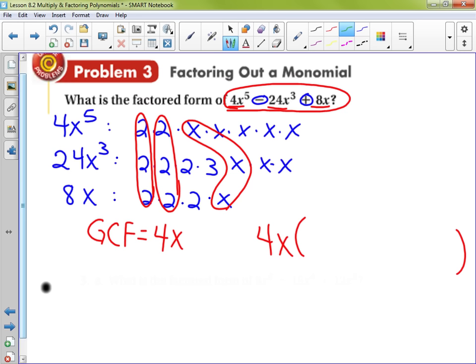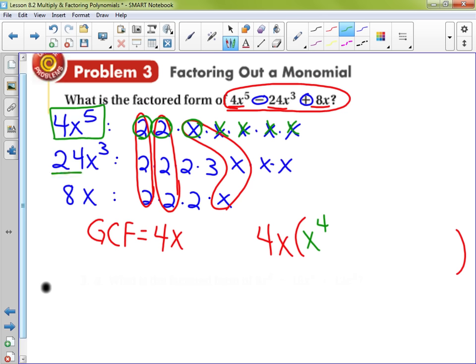So if I take 4x out of the first term, meaning I take the 2 and the 2 and the x, the only thing that's left is x, x, x, x, which is x to the fourth. I've factored 4x out of 4x to the fifth, and what's left is x to the fourth.